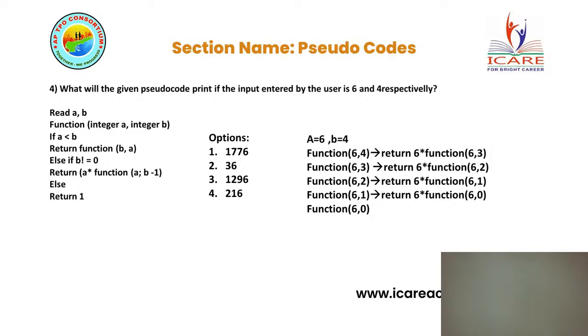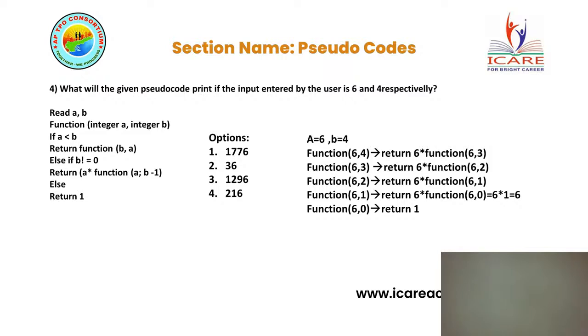So again we are going to the else block. In the else block we are returning the value 1. So where will the value 1 go? Where we have called the function 6 comma 0. In the previous step we have called return 6 into function of 6 comma 0, and we get the value 1. So 6 into 1 is 6.